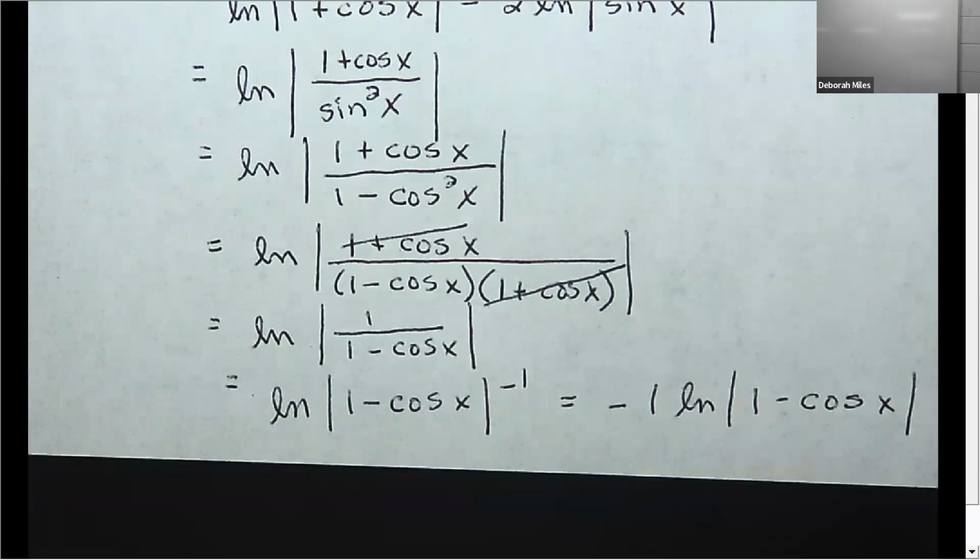How did I get a positive 1 to be a negative 1? What's the R word that pops in your head when you see a negative exponent? Reciprocal. So this just means the reciprocal of this. The reciprocal of this is 1 over 1 minus cosine x. So I wasn't pulling that 1 out. I was saying reciprocal means the exponent negative 1.